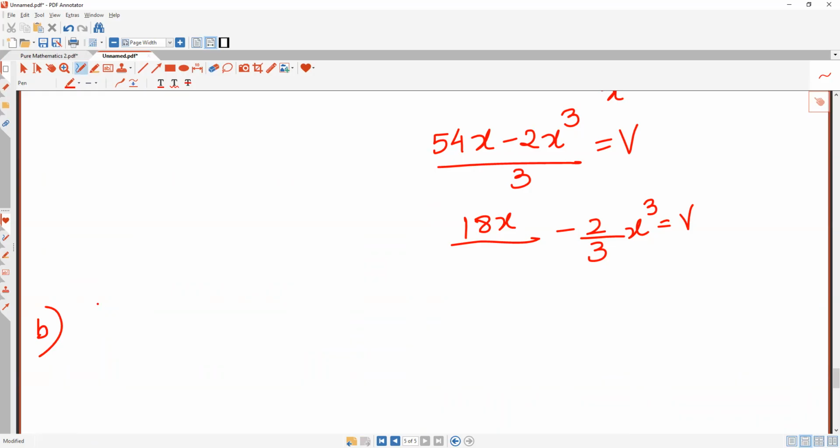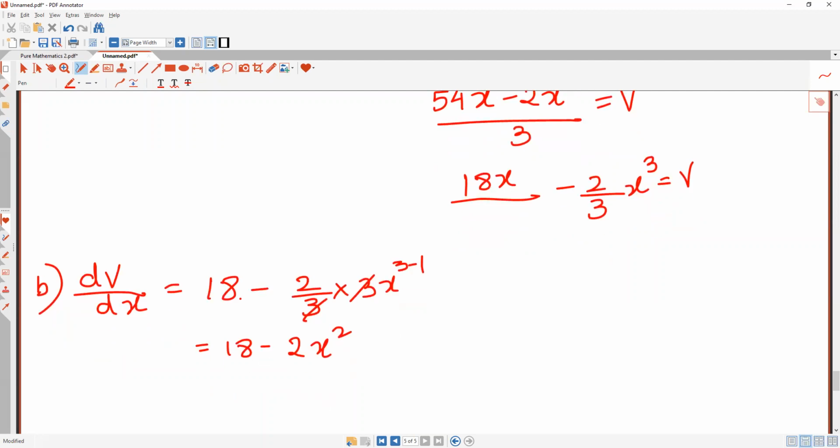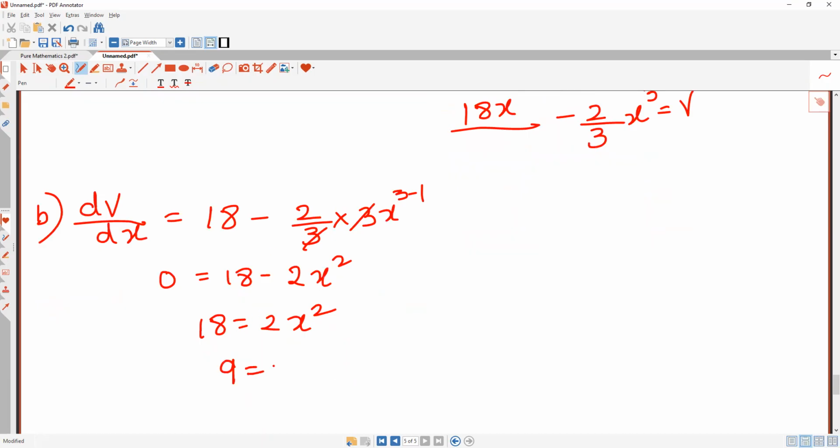in part b you will do dv by dx. So dv by dx is going to be 18 minus 2 by 3 into 3x raised to 3 minus 1. So 18 minus 2x square is my answer if I'm not wrong. Bring it on the other side. For maxima or minima, dv by dx will be 0. So 18 equals 2x square, so that is 9. 9 is equal to x square. x equals root of 9, that is plus minus 3.